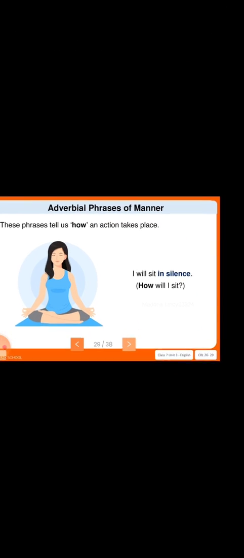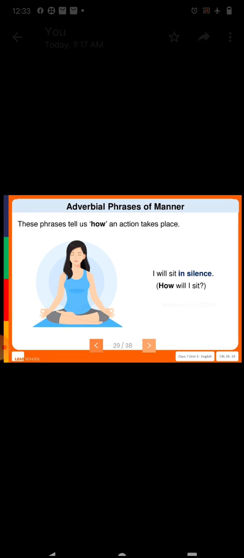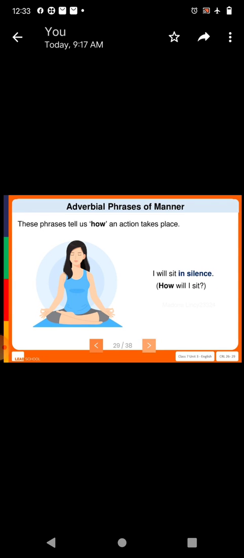Now let us learn about adverbial phrases of manner. I will sit in silence. How will I sit? Here the action says how she or he may sit. So this shows the adverbial phrases of manner. When the question how is raised, it tells us that it is an adverbial phrase of manner. I will sit. How has he to sit? He has to sit in silence. So this is a phrase of manner.